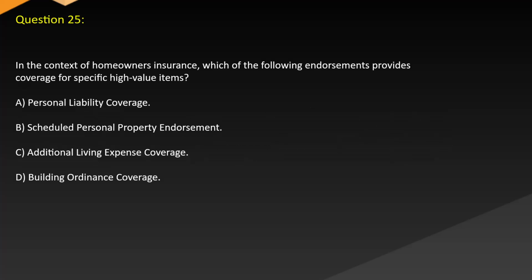Question 25. In the context of homeowners insurance, which of the following endorsements provides coverage for specific high-value items? A. Personal liability coverage. B. Scheduled personal property endorsement. C. Additional living expense coverage. D. Building ordinance coverage.